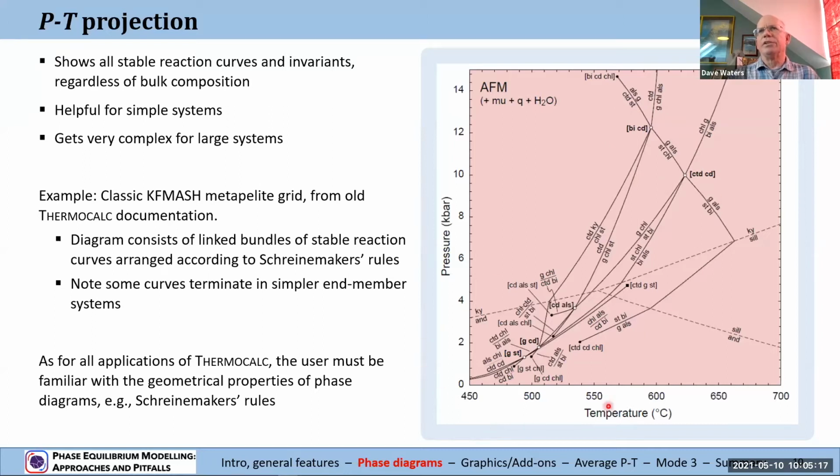On this diagram, you'll also notice that some of the reactions terminate, and they terminate because they've hit an end-member system. Most of these ones down at low pressure terminate because they've hit the iron end members of iron-magnesium reactions on this diagram.